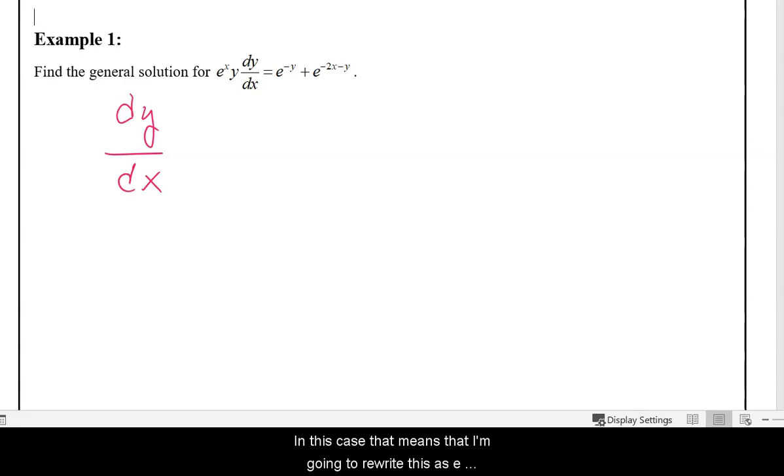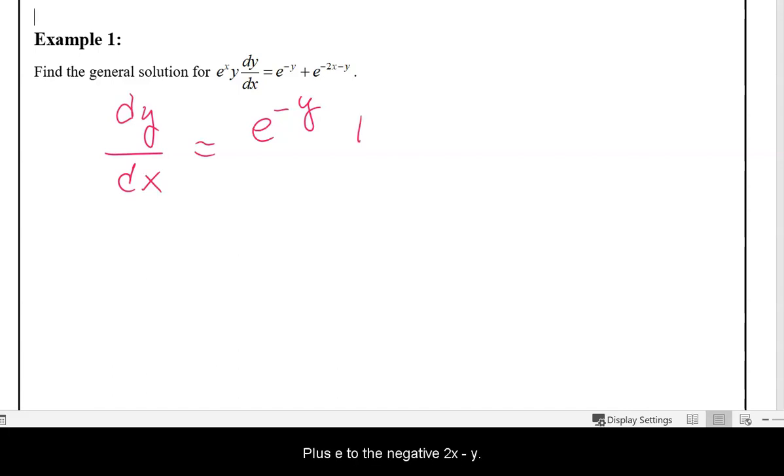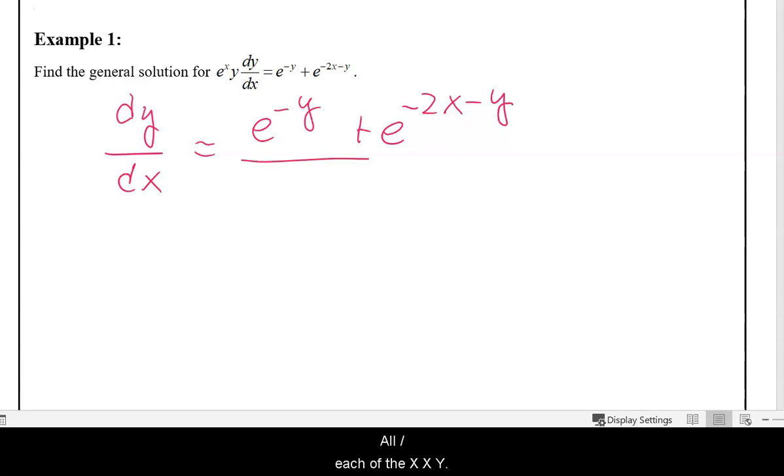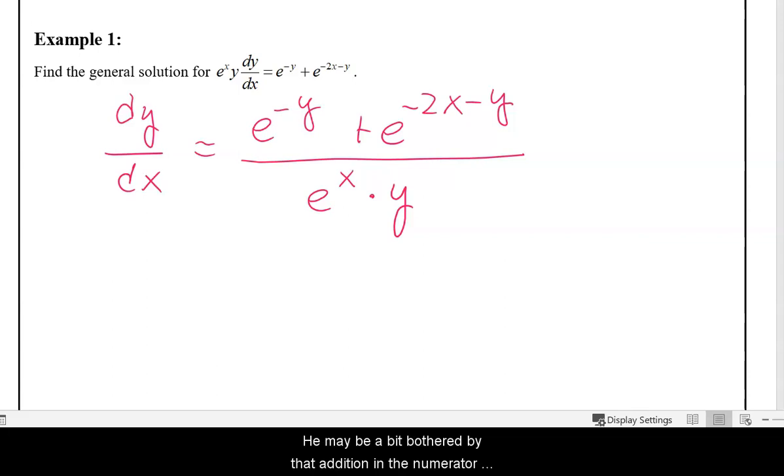In this case, that means that I'm going to rewrite this as e to the negative y plus e to the negative 2x minus y, all divided by e to the x times y. Now you may be a bit bothered by that addition in the numerator, and in fact you should be, because we know that we have to separate these and isolate them so that we can get a function of only x multiplied by a function of only y.